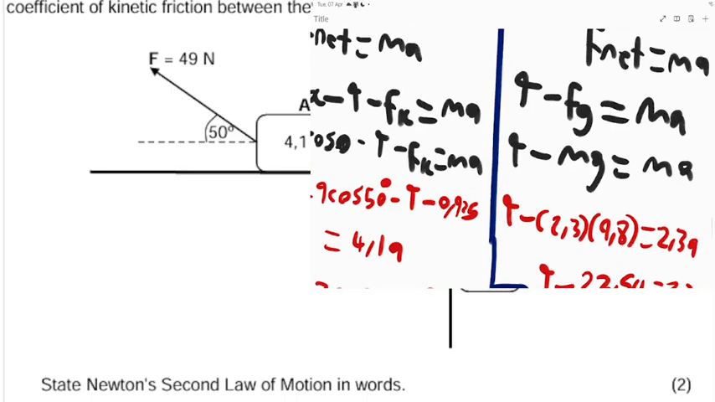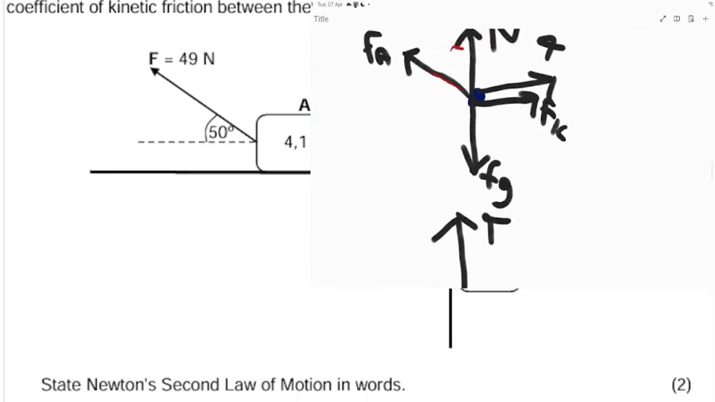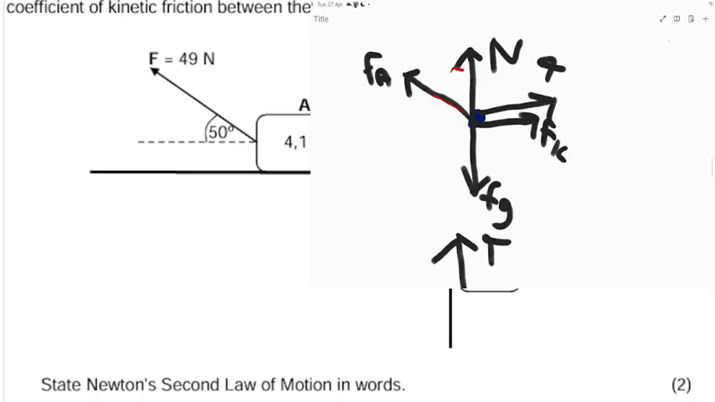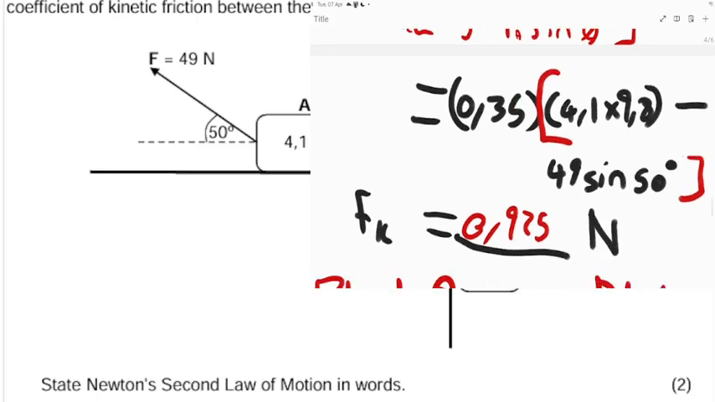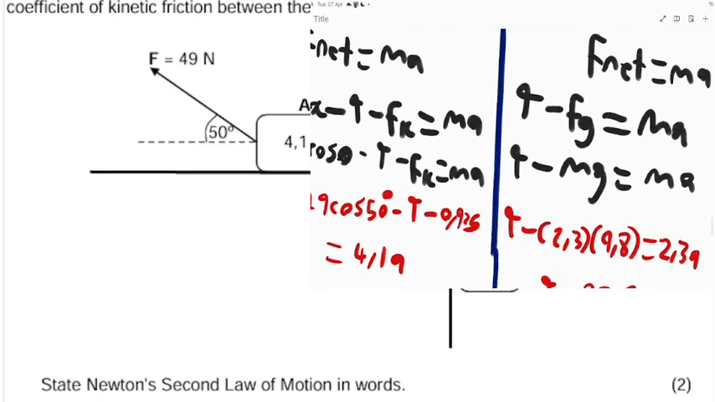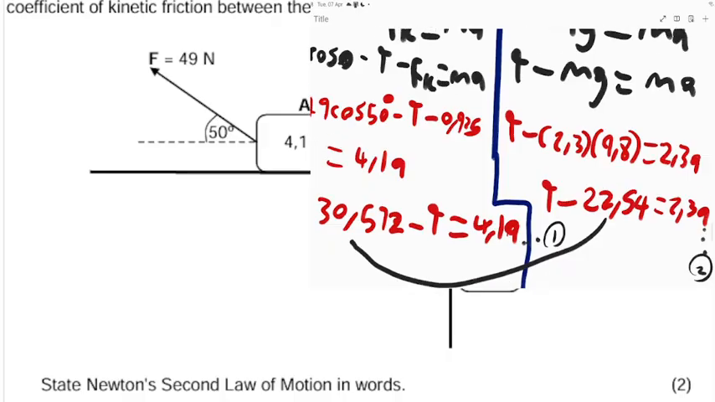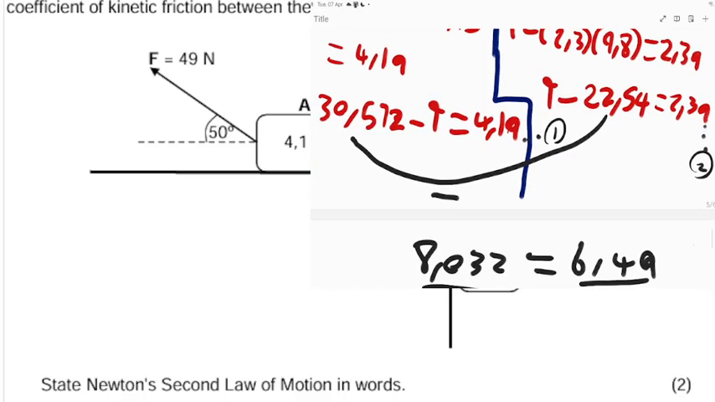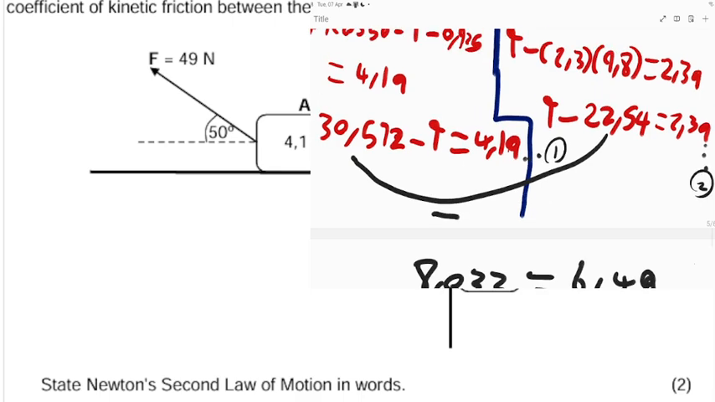Why? Because if you look at my free body diagrams, my tensions are going in different directions, right? The one is coming this way, the other one is coming this way. That is why my tension on this side is positive, the other side is negative. And it's also going to help me when I equate. So in this case, 30,572 minus tension is equal to 4a. To shorten it, because the one is negative and the other is positive, I cancel them straight.